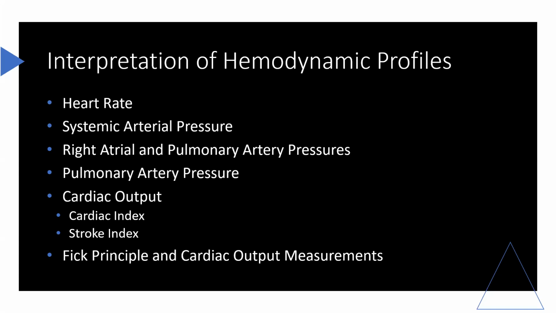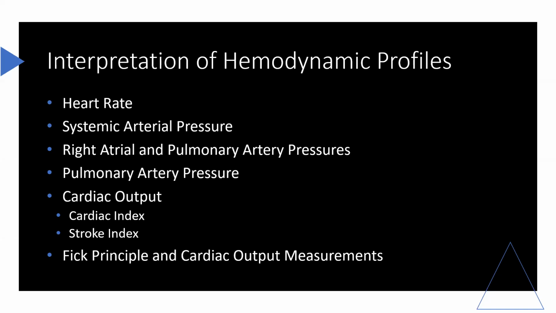Accurate interpretation of hemodynamic data requires a working knowledge of cardiovascular physiology. The hemodynamic profile ultimately focuses on those factors that influence cardiac output, namely heart rate, preload, contractility, and afterload. In this section, we will provide an overview of basic measurements and derived variables used in a standard hemodynamic profile.